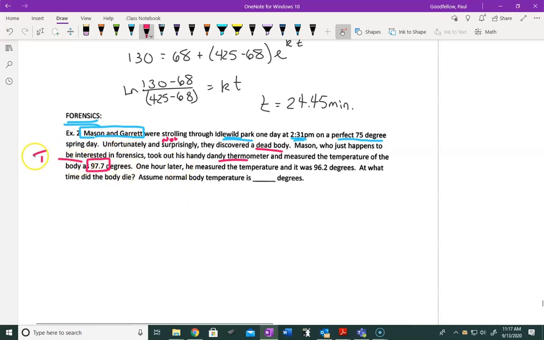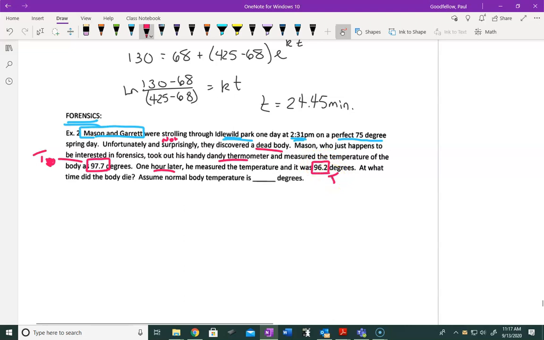Now, as Mason gets a temperature there, temperature initial. Okay, now maybe not initial. Well, we'll just say temperature at this point in time. We're not sure that's the initial. He measures the temperature again 1 hour later, because apparently Garrett's like, what do we do? They're going to send us to prison. Okay, they measure the temperature again 1 hour later, and get another reading of 96.2.